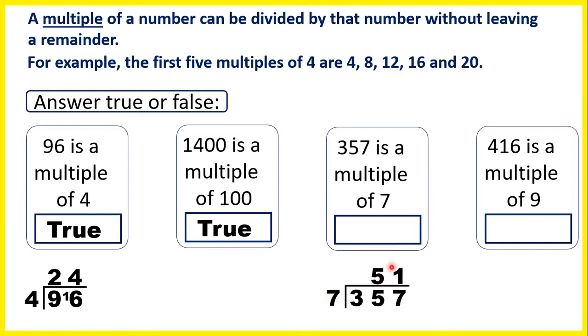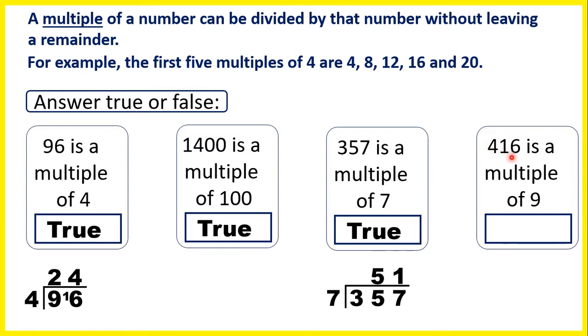So this tells us that 51 times 7 is 357, which means it's true that 357 is a multiple of 7. It's the 51st multiple of 7.